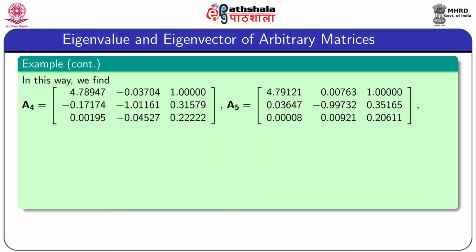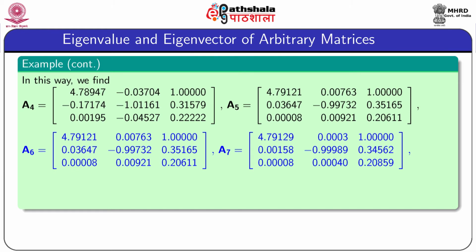In this way we find the other matrices A4, A5, A6, A7. Note that the lower triangular part of the matrices A6, A7 goes to zero elements. It is observed from the matrix A7 that the first element of the second row of the matrix A7 is 0.00158, it goes to 0, and the first and second elements of the third row of the matrix A7, these are 0.00008 and 0.00040. So, these also go to 0.